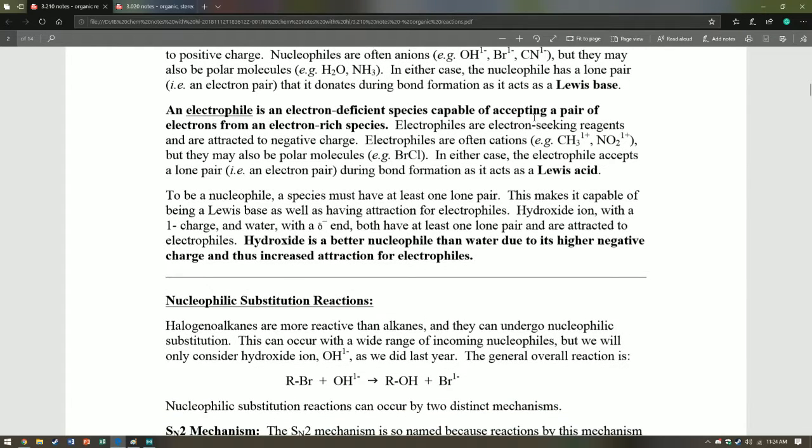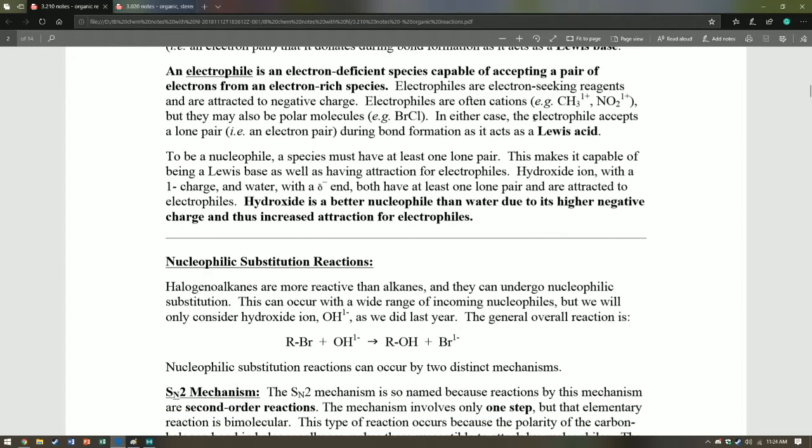So to be a nucleophile, there must be a lone pair, so that it's capable of being a Lewis base. And generally, if it's polar, the higher the negative charge, the stronger the nucleophile is.